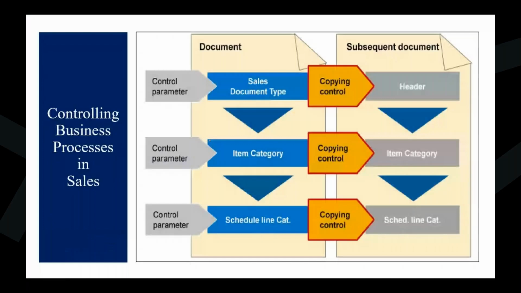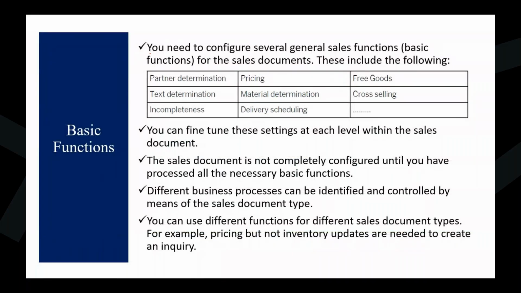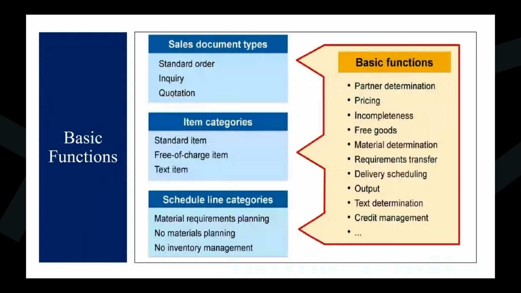Okay, so before going into the sales document type, we need to understand the basic functions. You need to configure several general, basic functions for the sales documents. These include the following: partner determination, text determination, incompleteness, pricing, material determination, delivery scheduling. This we discussed already. Okay, free goods, cross selling. All these basic functions you need to first configure, and then you will assign them to the document type or item category or schedule line category.